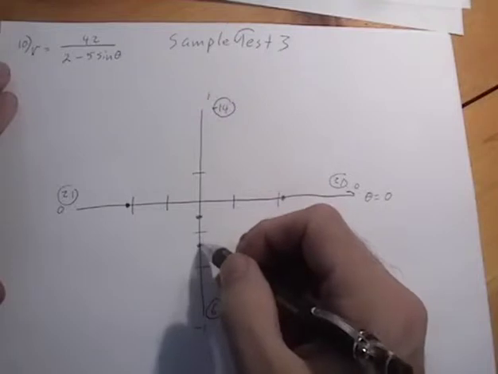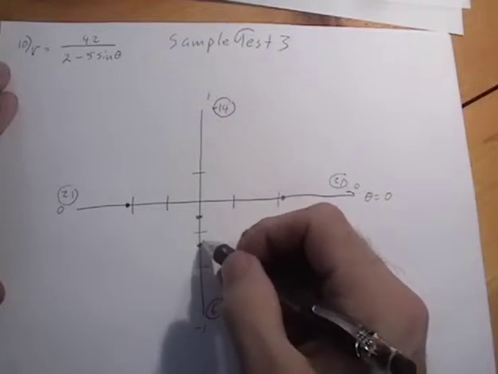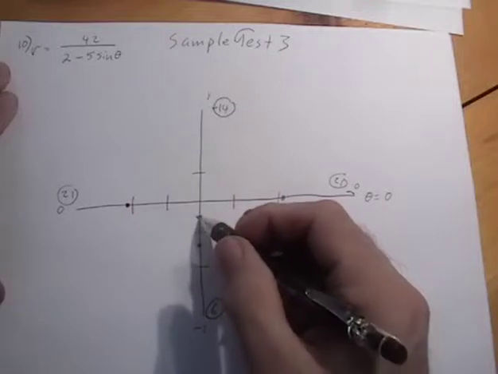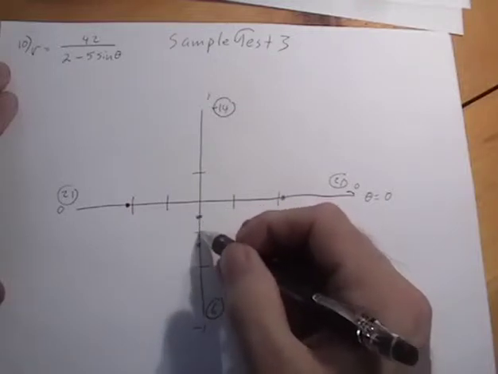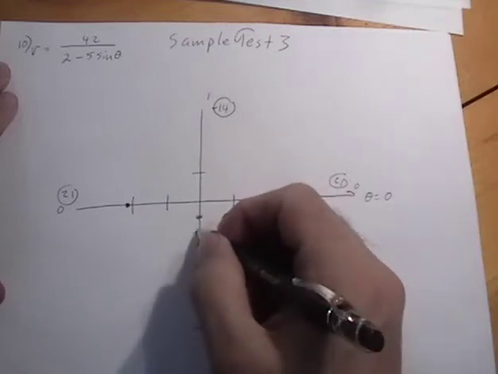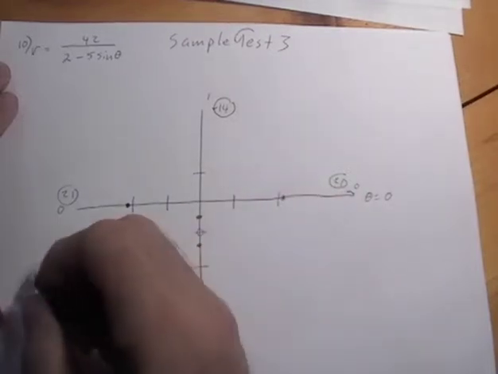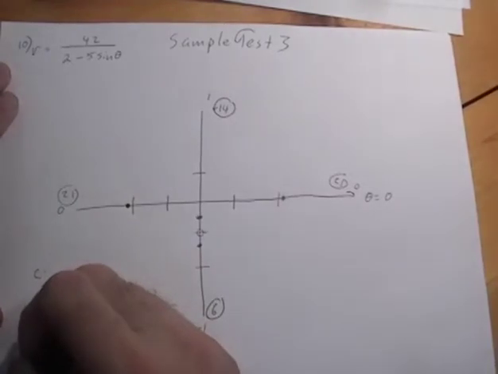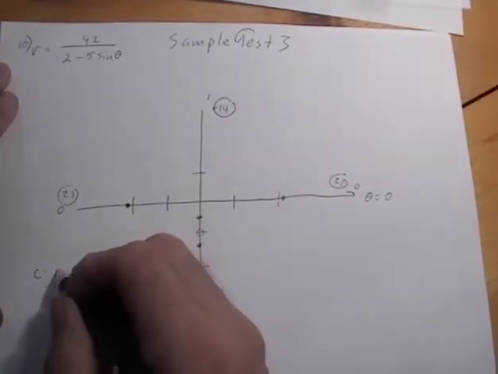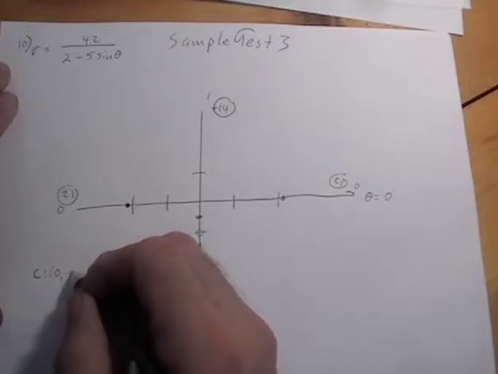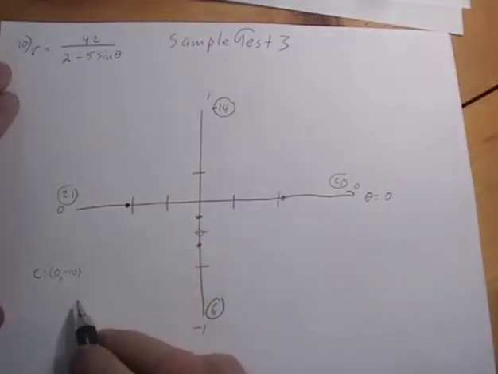The difference between 6 and 14 is 8. Half of 8 is 4, so from the 6 I add 4, or from the 14 I subtract 4. In either case, my center is going to be, if I wrote it in Cartesian coordinates, at the point 0, minus 10.